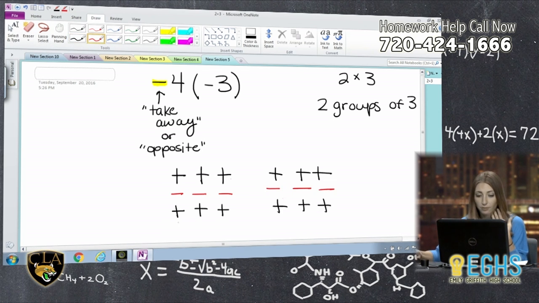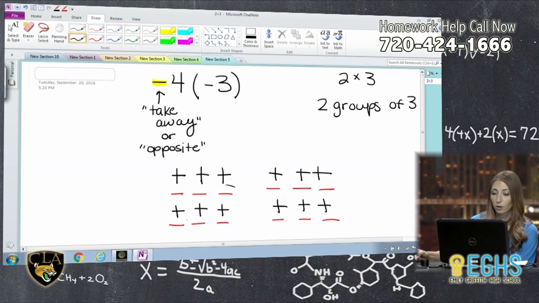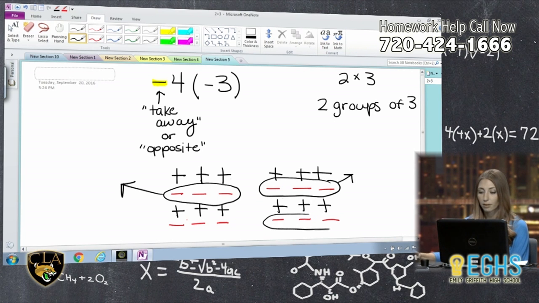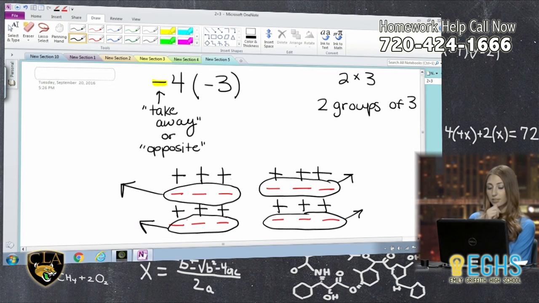So here I've represented now the number 0, right? And from 0, I'm going to take away 4 groups of -3. So I'm going to circle those: 1 group of -3, I'm taking it away. 2 groups of -3, I'm taking it away. 3 groups of -3 is gone. And then 4 groups of -3 is gone. And so when we take away those 4 groups of -3, what are we left with, Steve?